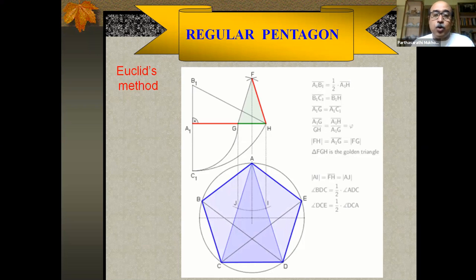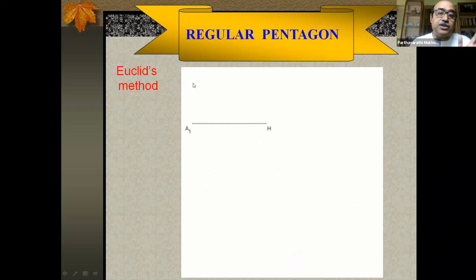What happens here, this golden triangle, this is theta, then these are 2 theta and 2 theta, then actually 5 theta is equal to pi. The first part of the proof lies in justifying that you can construct a golden section. The first part of the construction is a golden section construction. It's divided in the golden ratio, and that's not very difficult.